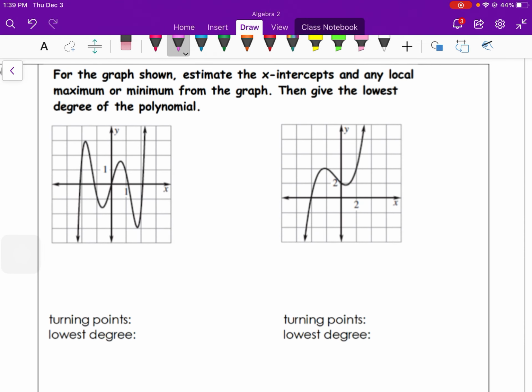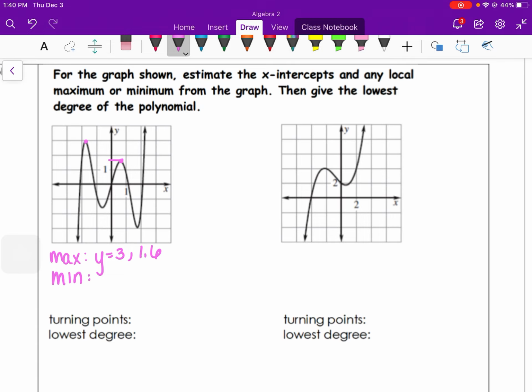This is just estimating the x-intercepts and local maximums or minimums from the graph, and then identifying the lowest degree of the polynomial. So I'm going to start with the maximum points. Those are going to be at the top of the hills, and it's the y values. So the local maximums are going to be y equals 3 for the one on the left, and then like 1.6 for that one.